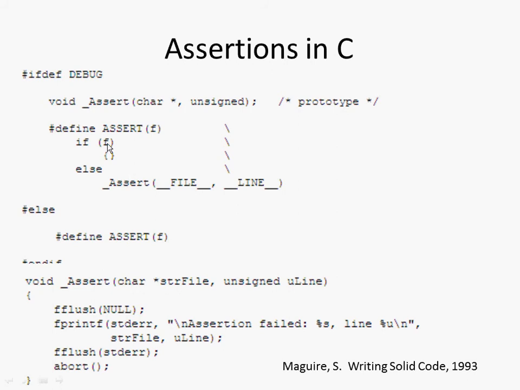If n is greater than 0. So it's actually just going to blithely substitute n greater than 0. If it's true, do nothing. Otherwise, now what's this thing with this underbar file, underbar? Does anyone know what these are?